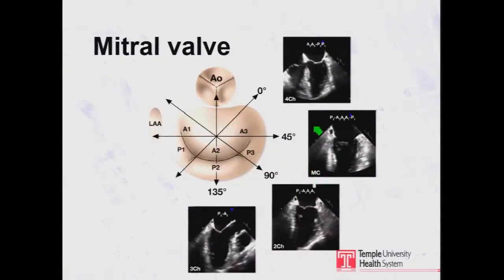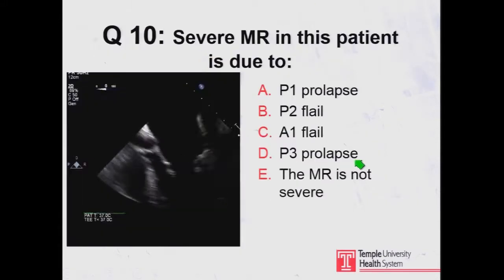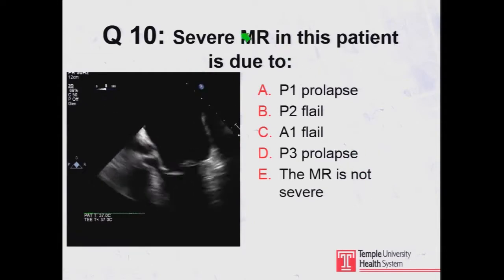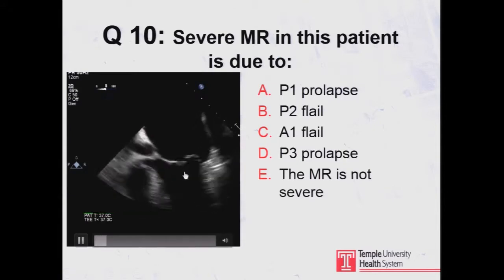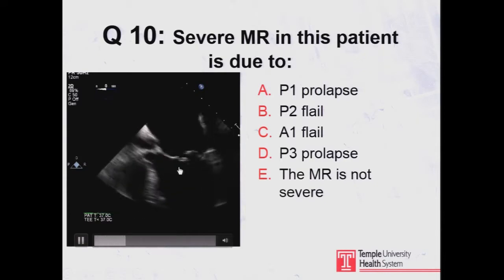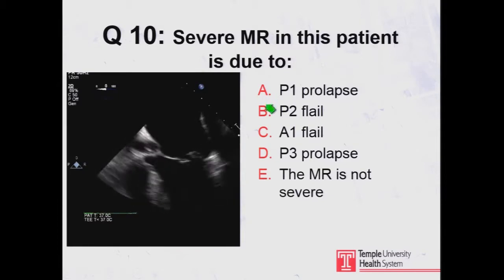Now the mitral valve, and there are several good articles, but I like the transesophageal document, and it shows you all the different views and what scallops you're looking at. And so I'm not going to ask you this question either, because Dr. Kane already asked you. Severe MR in this patient is due to, this is a modified apical 4-chamber view. This is the anterior leaflet, which looks okay, and this is the posterior leaflet. It is usually in this view P2 that we're looking at, so the answer is P2.